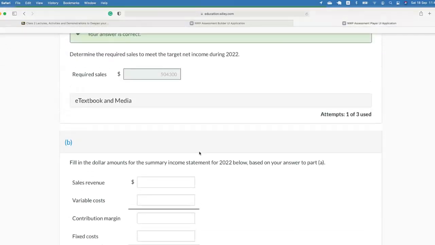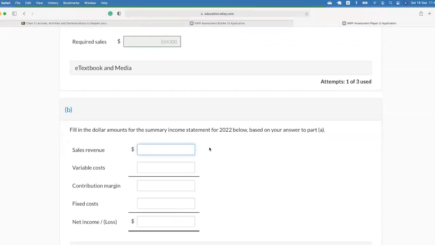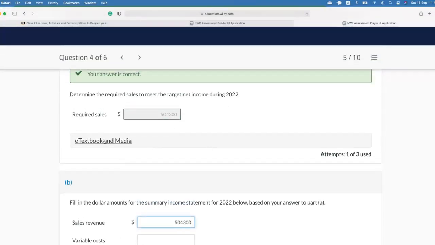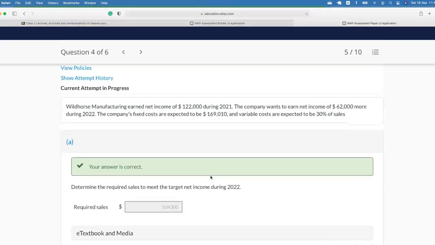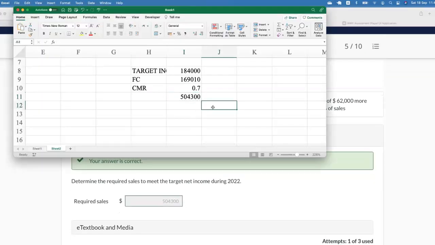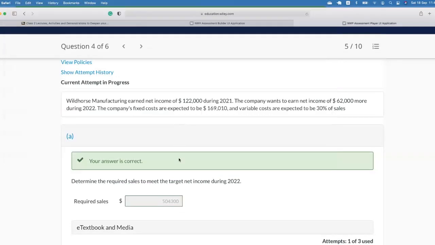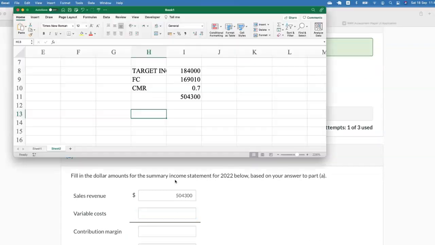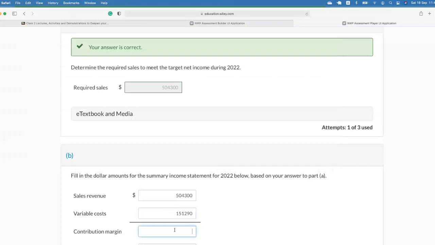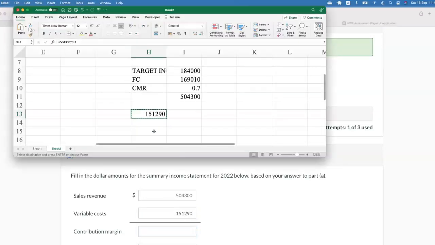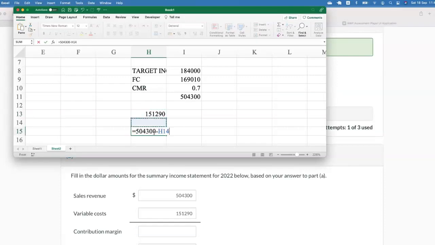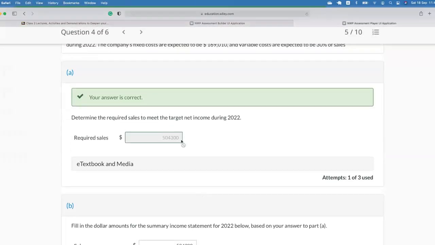This is the sales needed to meet the target, so put it up there under sales. What's the variable cost ratio? It's 30%, so take 30% of sales: 504,300 times 0.3 is 151,290. The contribution margin is the subtraction of those two, 353,010.